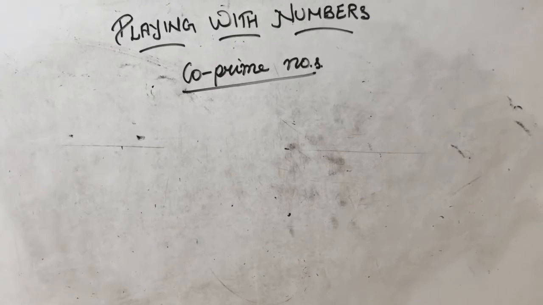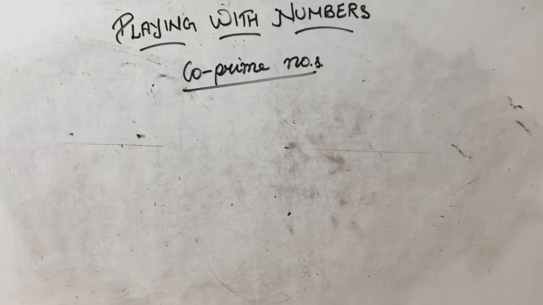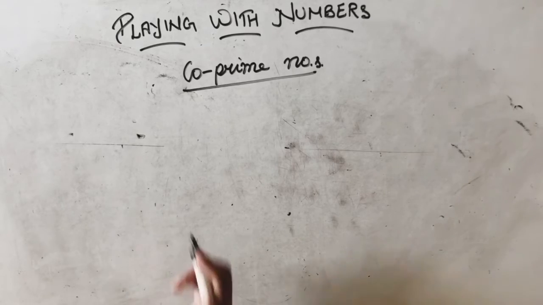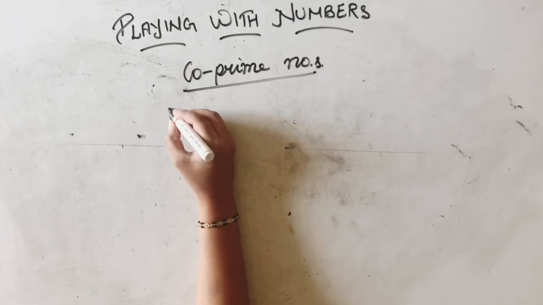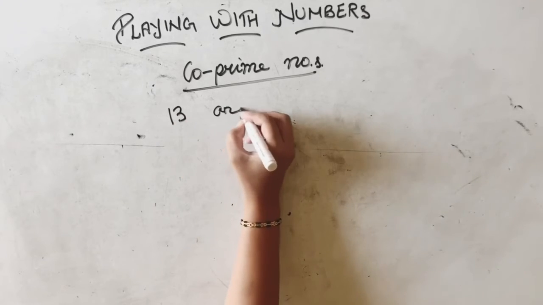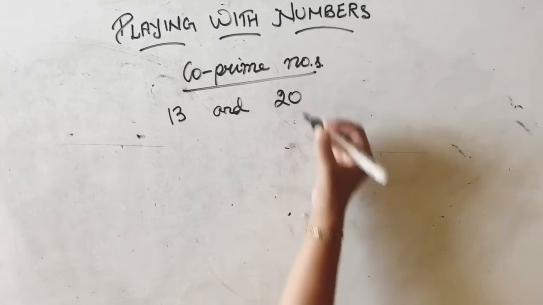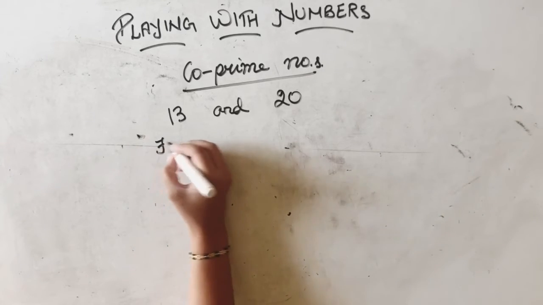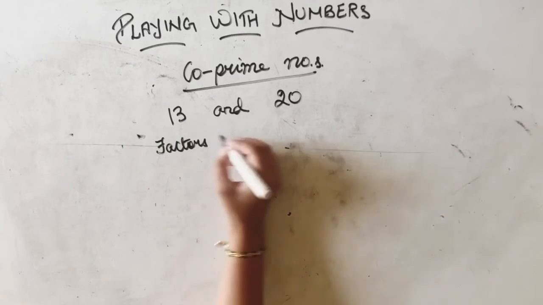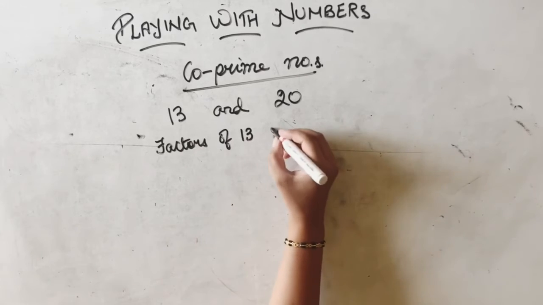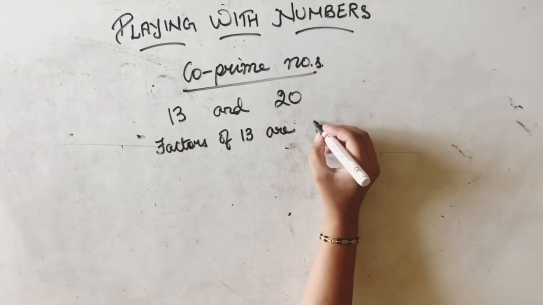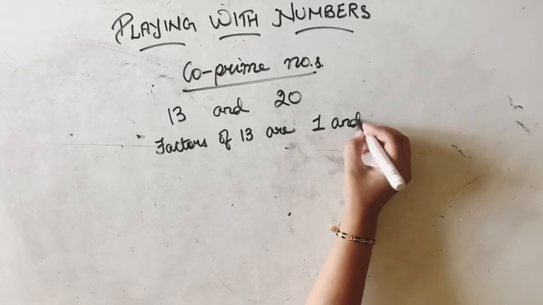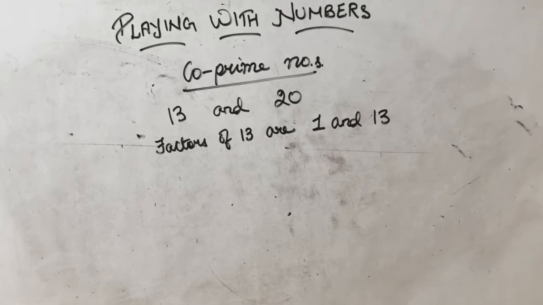Next topic is co-prime numbers. Now let's say I am taking two numbers, 13 and 20. First find the factors of 13. Factors of 13 are 1 and 13 itself. Why? Because 13 is a prime number.